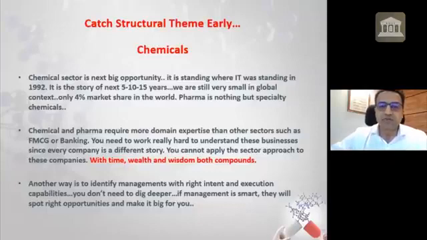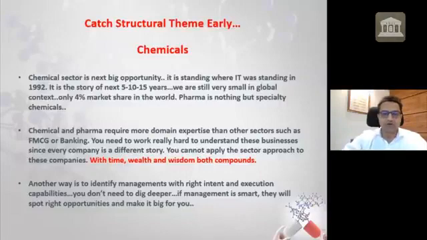The first thing that you need to understand is, whenever you want to find multi-baggers, you need to catch the structural theme early. What do you mean by the structural theme? The structural themes are basically themes which go on for a very long period, a 10-year, 15-year, 20-year theme. So even if you are a little late into the theme, you will still make money because it goes for a very long period. It's not necessary that you catch the theme in the very initial year. Even if you are late, you can make money.